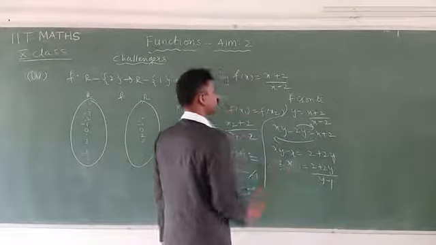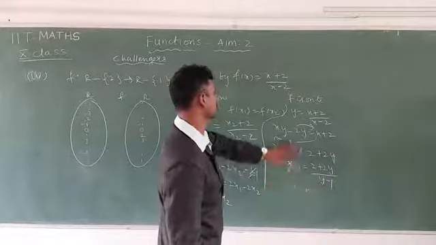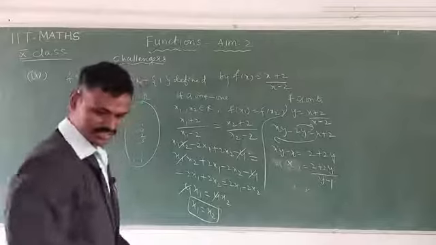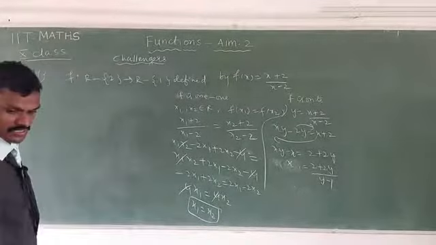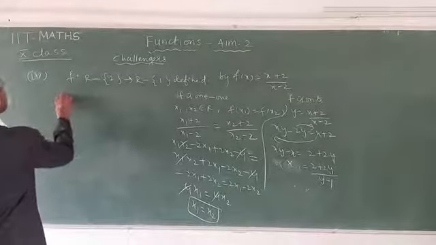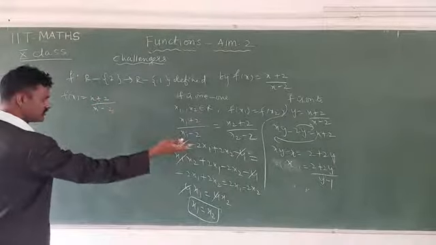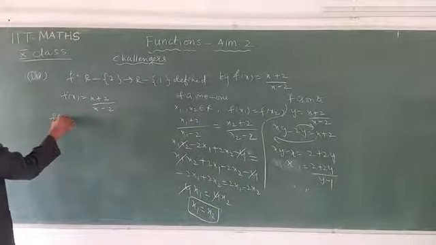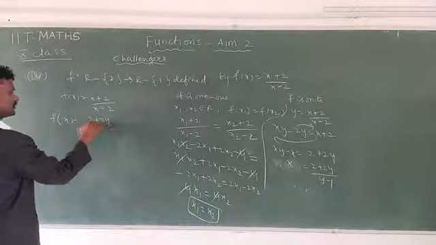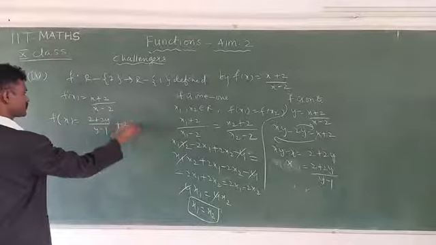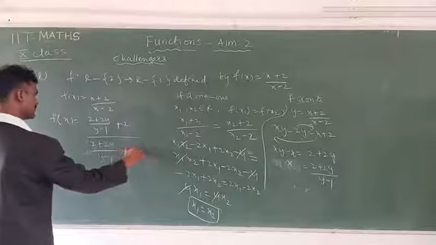Now you can take here f of x is equal to x plus 2 by x minus 2. This x value substitute here. Now note down this one. See here. What is f of x? f of x is equal to x plus 2 by x minus 2. That x value you have to substitute here. f of x is equal to 2 plus 2y by y minus 1 plus 2, whole by 2 plus 2y by y minus 1 minus 2.